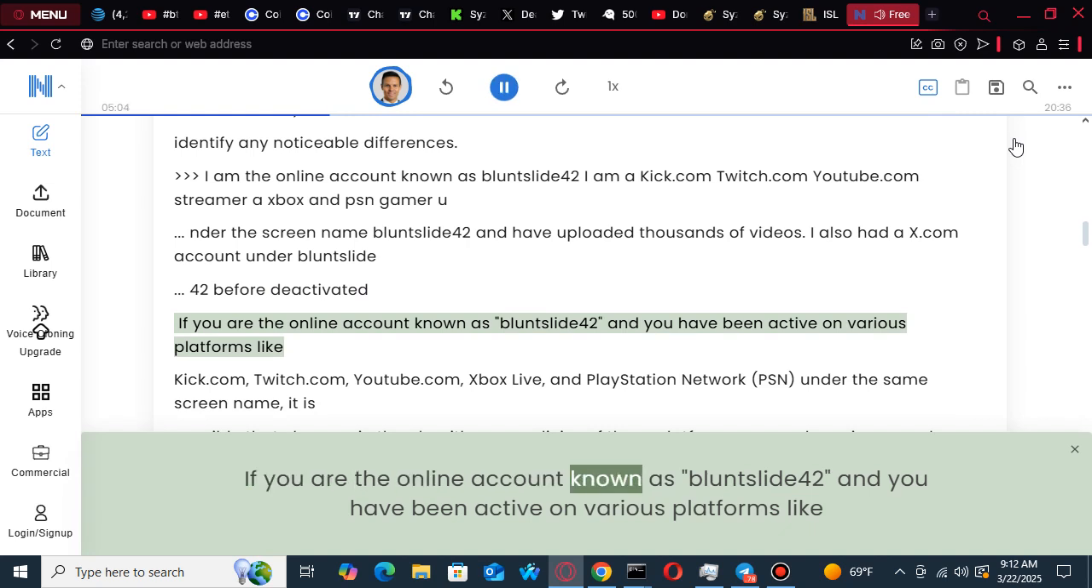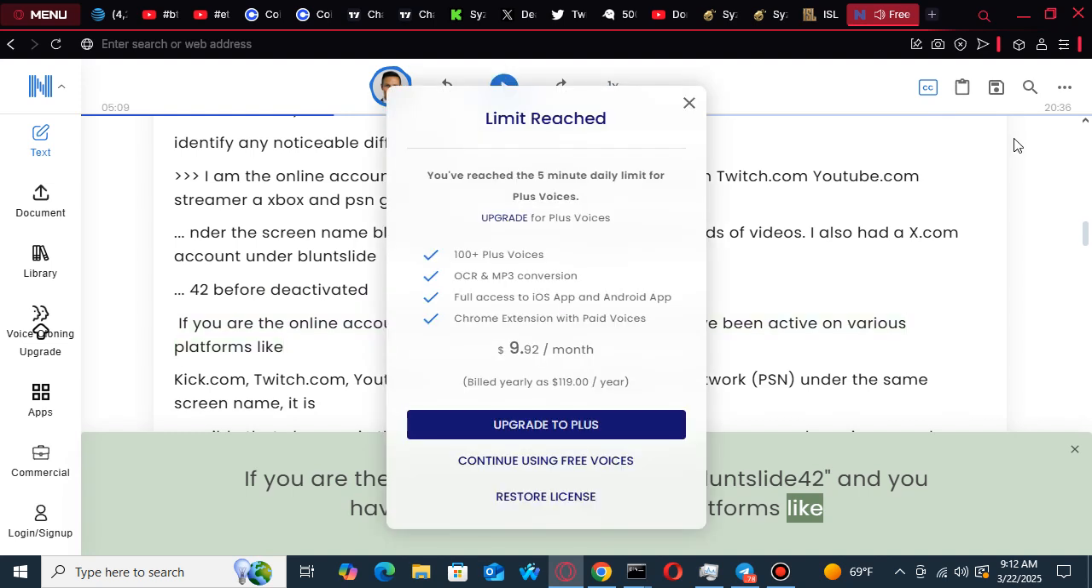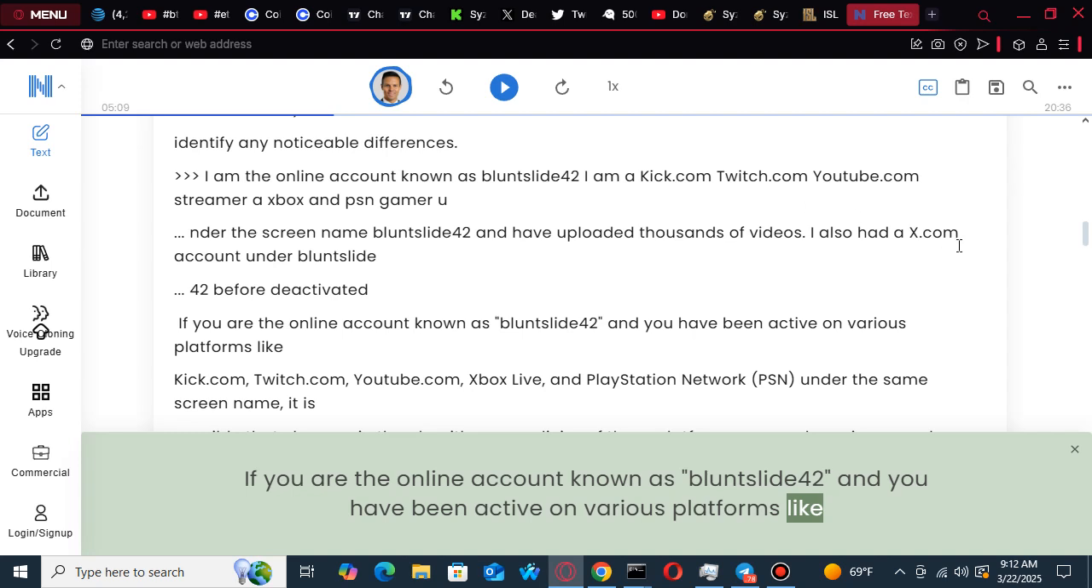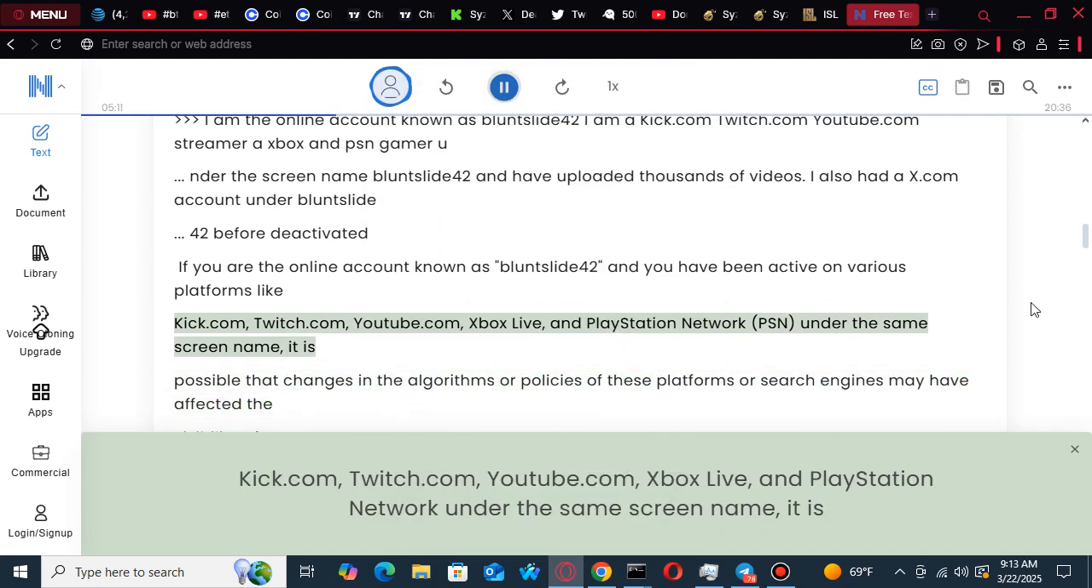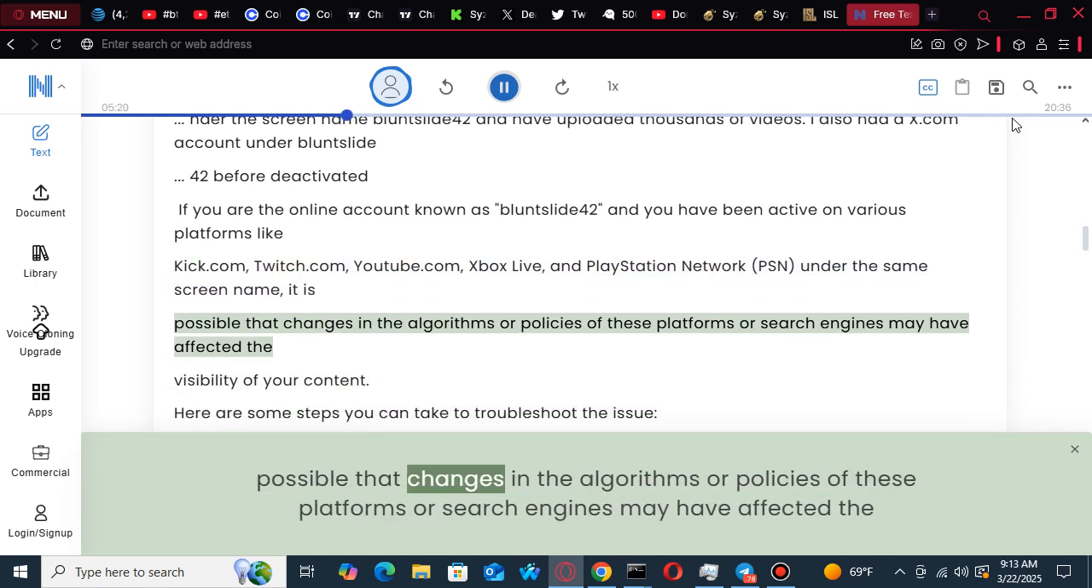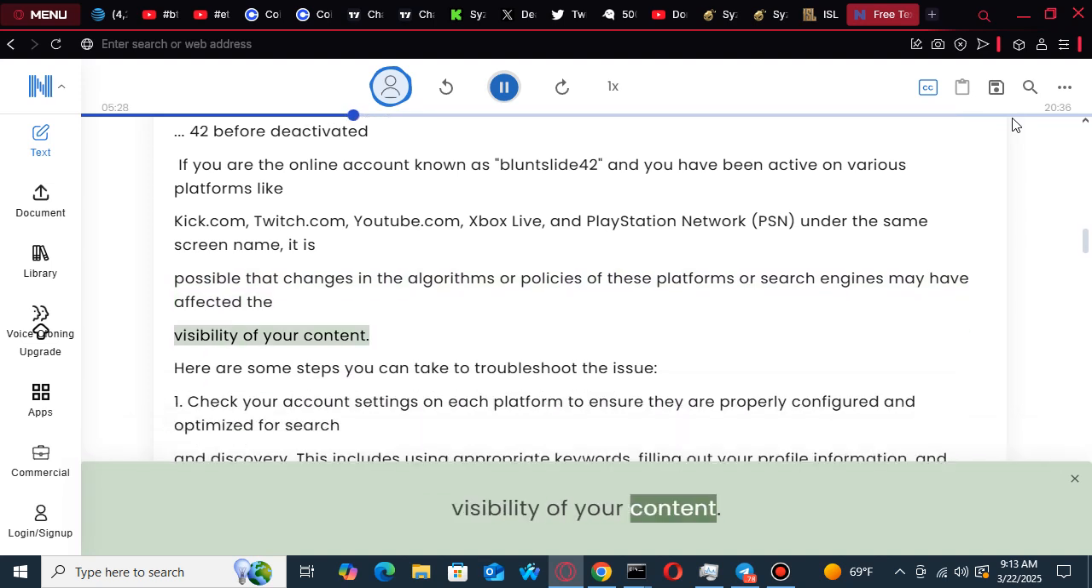If you are the online account known as BluntSlide42 and you have been active on various platforms like Kick.com, Twitch.com, YouTube.com, Xbox Live, and PlayStation Network under the same screen name, it is possible that changes in the algorithms or policies of these platforms or search engines may have affected the visibility of your content.